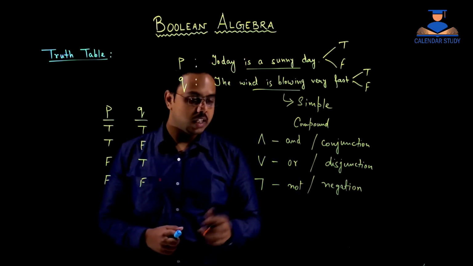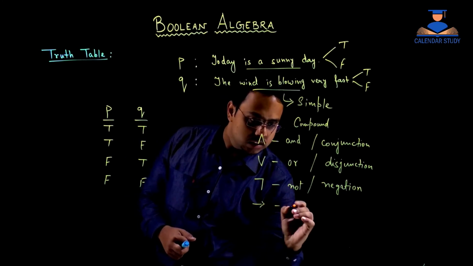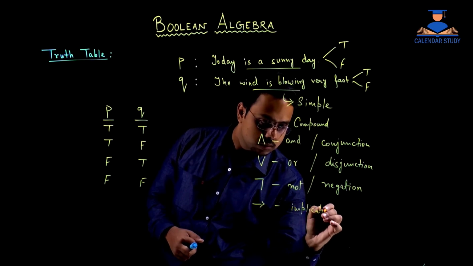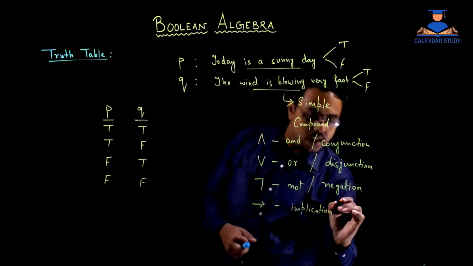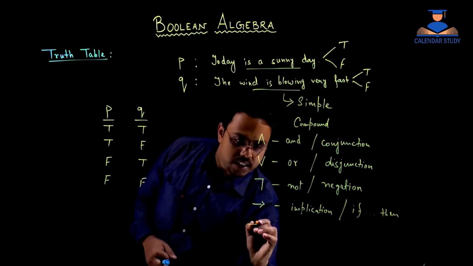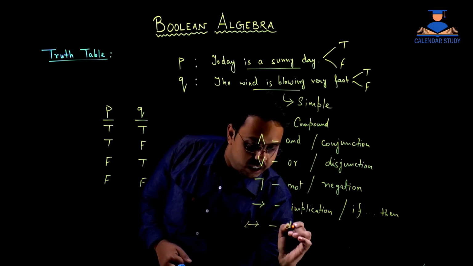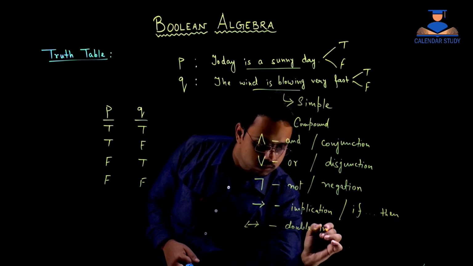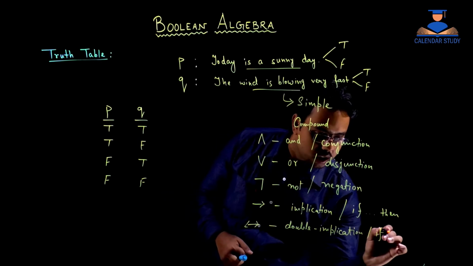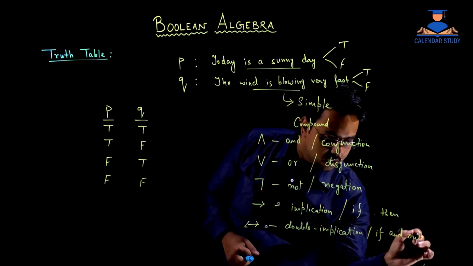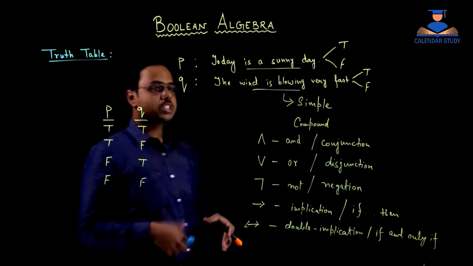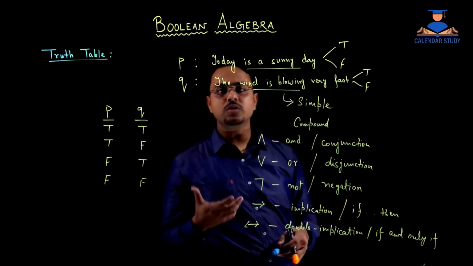There are some more types of connectives, like this one, which is known as implication. It is used with the statement of if-then, and this connective is known as double implication. Okay, this is used in case of if and only if. So these are the connectives we generally use to form our compound statements.